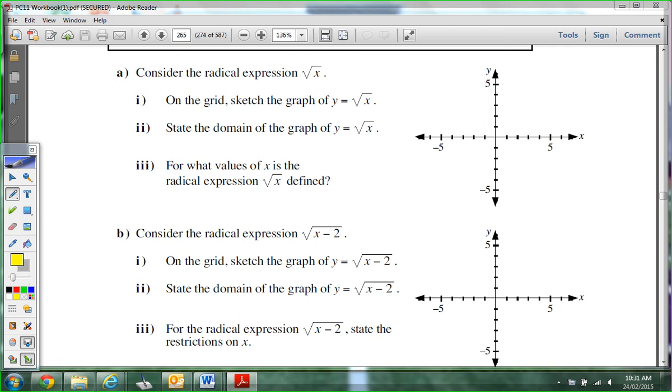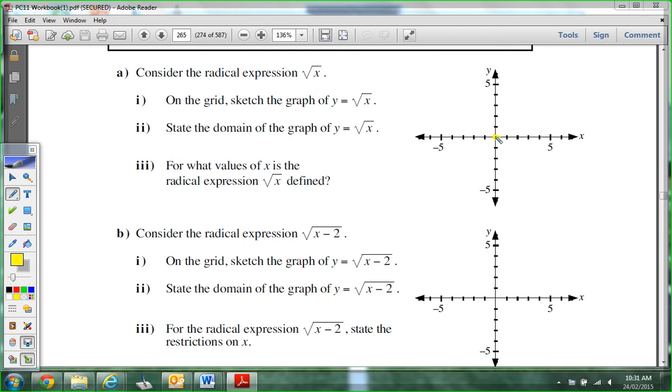What values can I put in for x? It can't be negative, right? So we're going to start where? Can we take a square root of 0? Yeah, we can. Square root of 0 is what? 0. Good. Stay with me. So I'm going to put a dot there at 0.